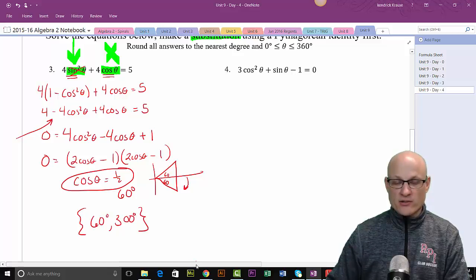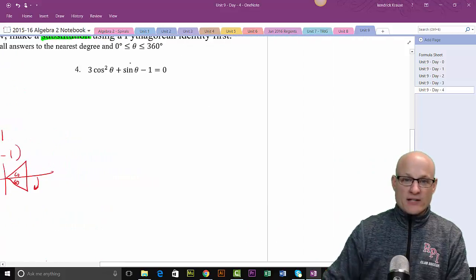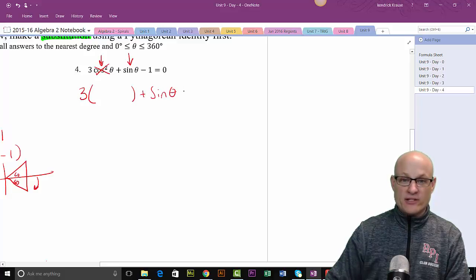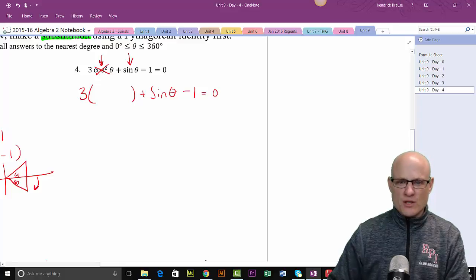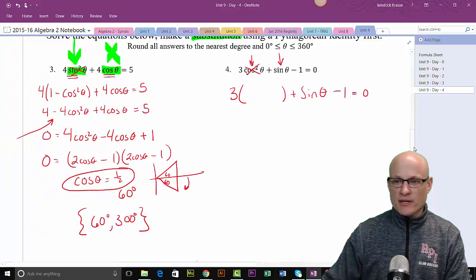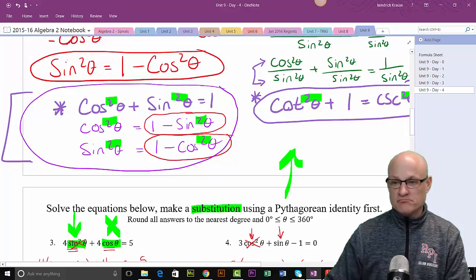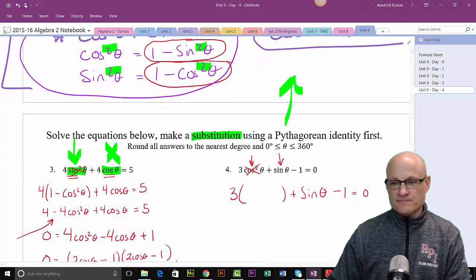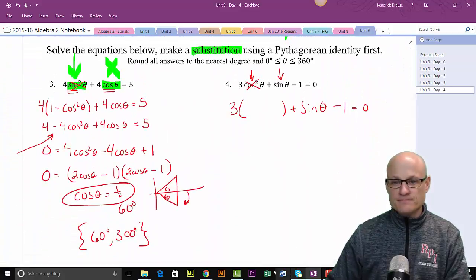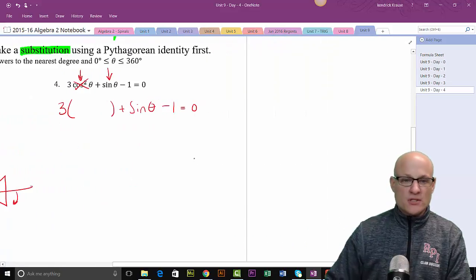All right, let's take a look at this equation. I've got sine and I've got cosine. I can only replace squared, so I'm going to replace that with what it's equal to. I come back over here and I look up at my equations and I say, oh, cosine squared is equal to 1 minus sine squared theta. Well, that's not too bad. So I'm going to replace that.